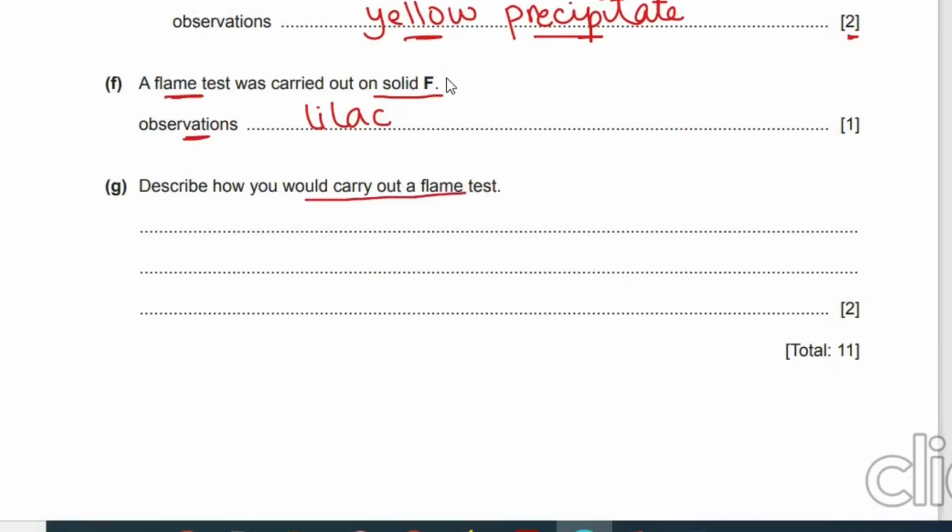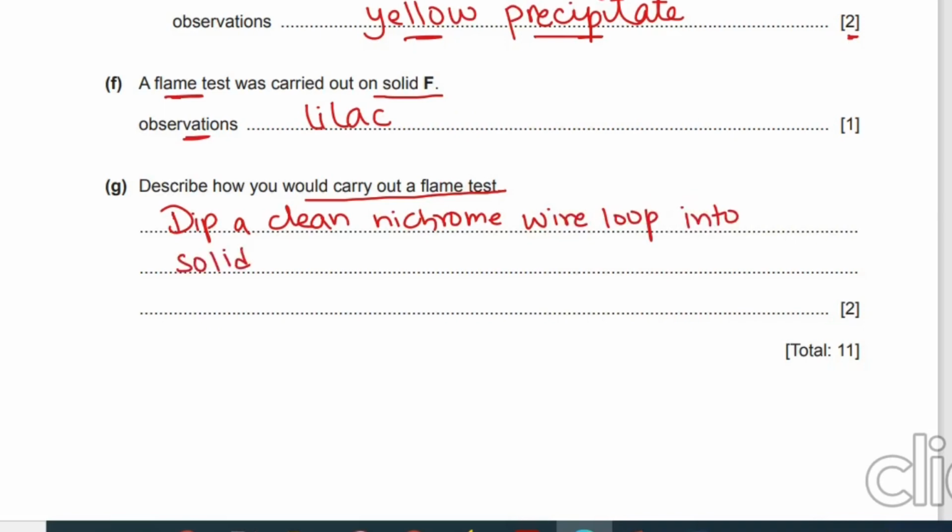Describe how you would carry out a flame test. So answer is dip a clean nichrome wire loop into solid, then put the wire loop into hot part of Bunsen flame.